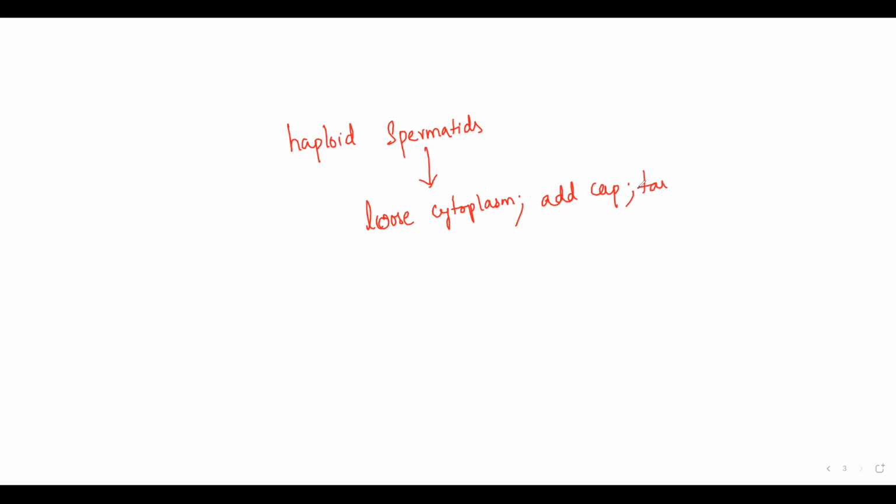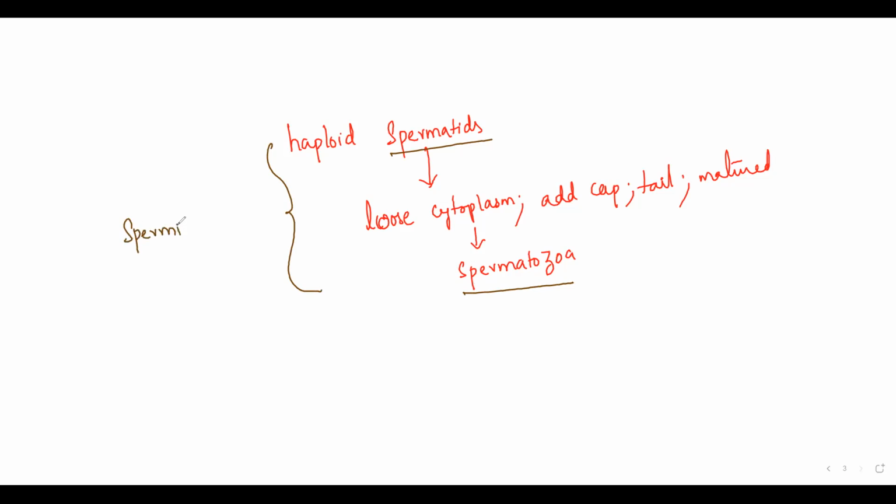They develop a tail. They get matured into a stage which is being called as spermatozoa. And this conversion of spermatid into a mature sperm is being called as spermiogenesis.